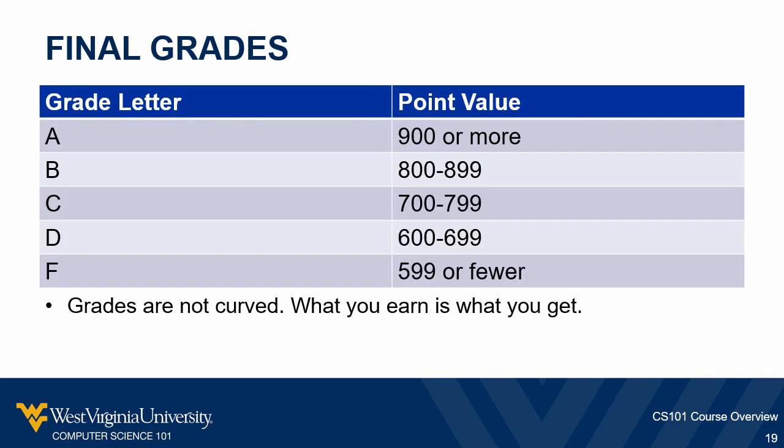As I mentioned, we grade on a 1,000-point basis. Letter grades are determined strictly off of how many points you've earned. We don't curve grades. It's just how many points you earn. So if you want an A, you'll need to earn at least 900 points, 800 for a B, 700 for a C, 600 for a D, and anything less than 600 points is going to be an F. We round off to the nearest full point, but beyond that, you need to get that number of points if you want to get that grade letter.